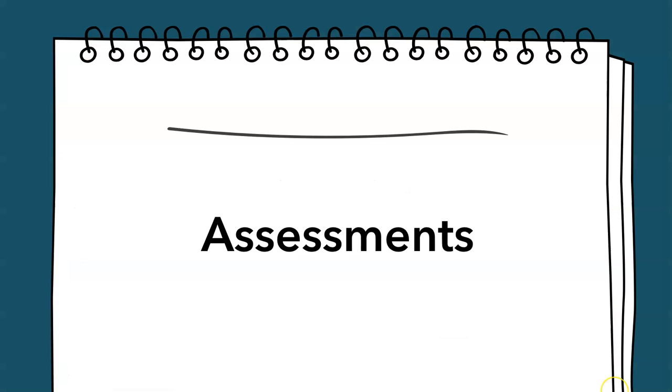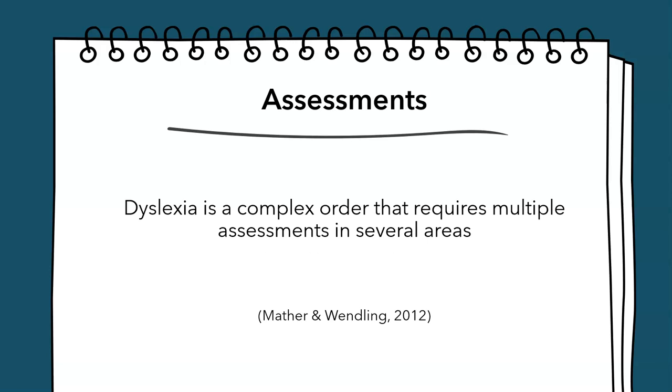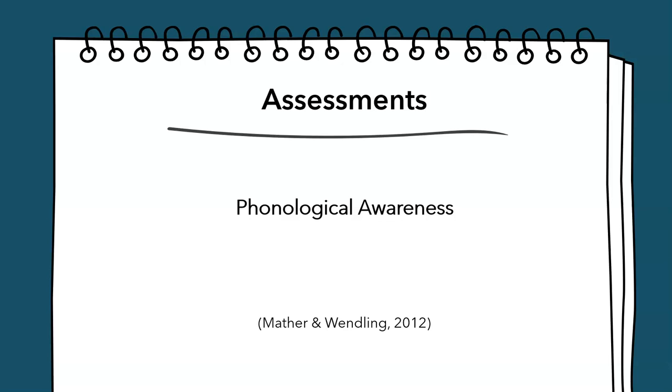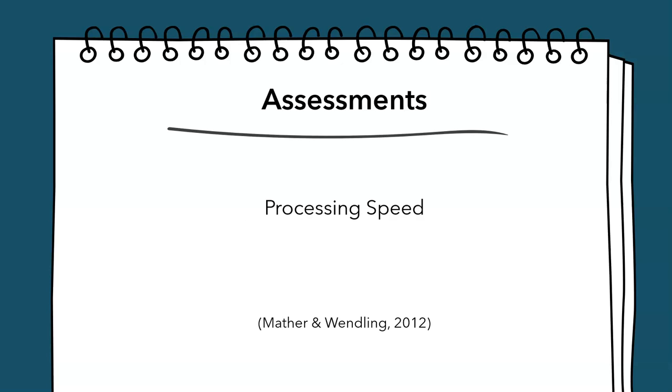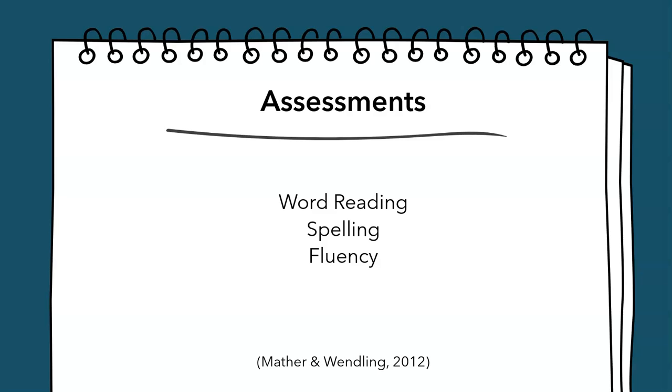Next, we're going to talk about assessments that can be given to diagnose dyslexia. Dyslexia is a complex disorder, and there are several areas that must be assessed. So it's not just giving a student one or two assessment tests. We're really looking at a comprehensive list of skills and knowledge. These are the areas that must be examined when considering the diagnosis of dyslexia: phonological awareness, rapid automatized naming, processing speed, memory span and working memory, and word reading, spelling, and fluency.